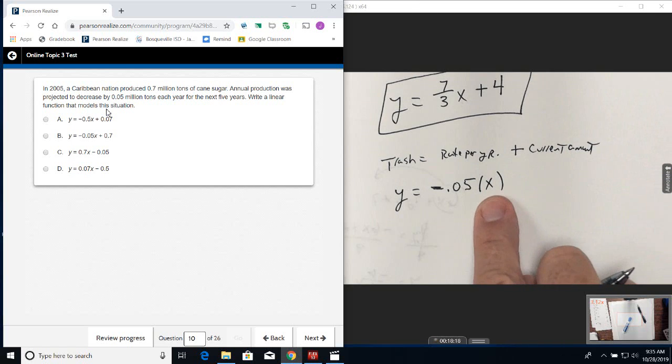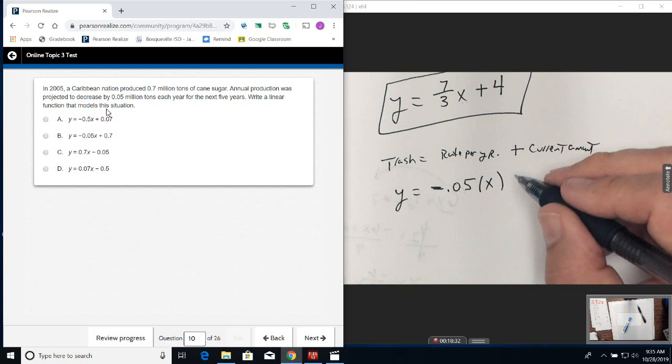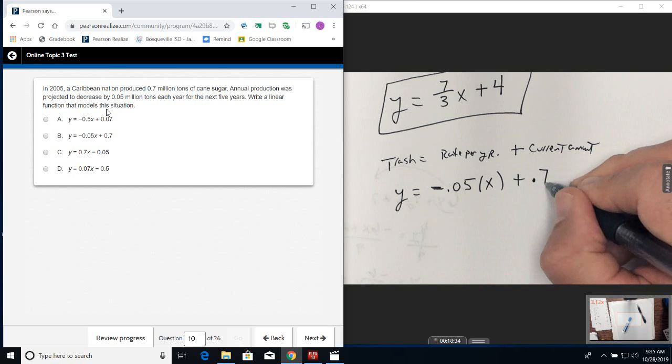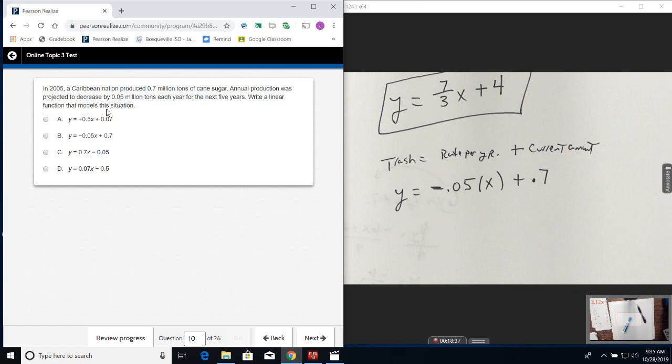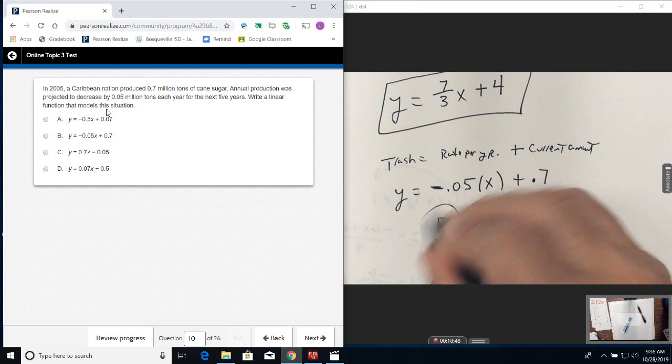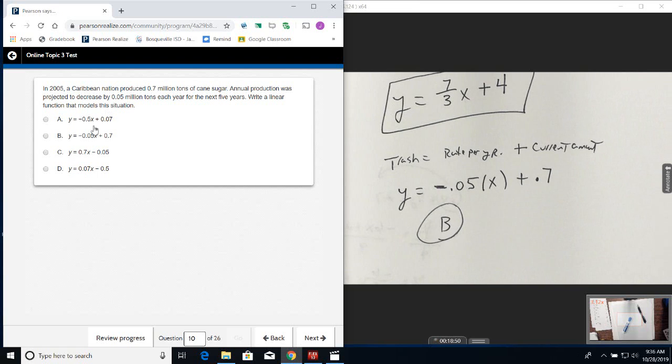Years. So I'm going to multiply that by the number of years. So if it's 1 year, it's going to go down by 0.05 million tons. If it's 2 years, it's 0.05 times 2. 3, 0.05 times 3, and so forth. Plus the current amount that's already there. The nation produced how many tons that was already there? 0.7 million tons. Now remember, my answer is in million tons. Okay? And so which one represents that equation? Y'all see that? It's B. Why? It's going down by 0.05 million tons per year plus the 0.7 that's currently there.